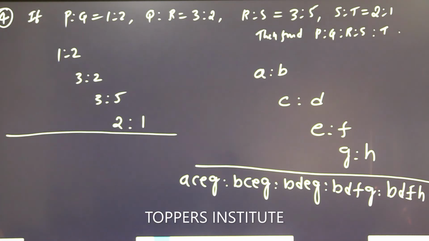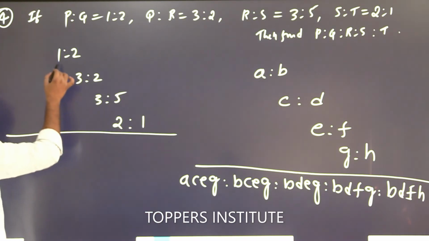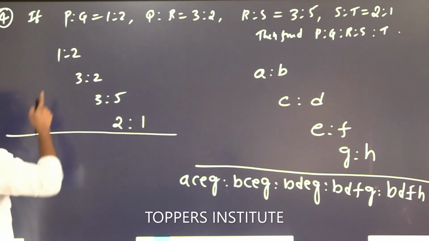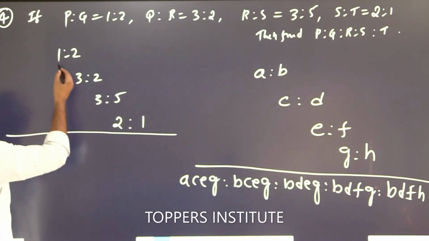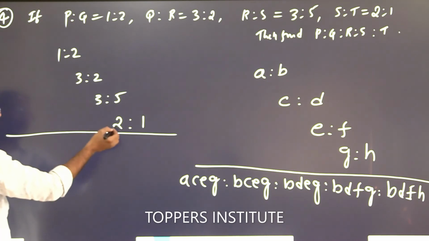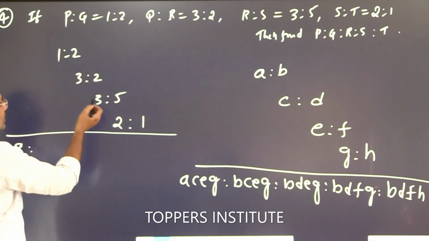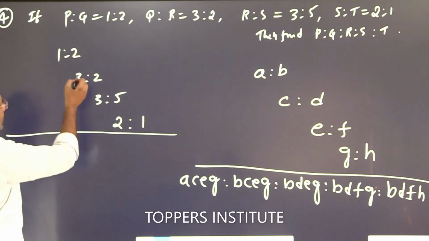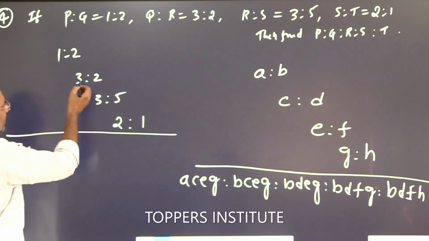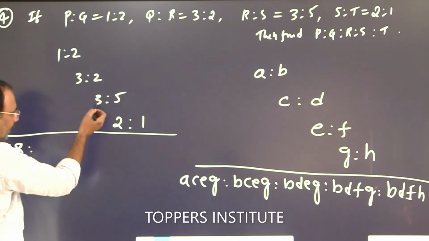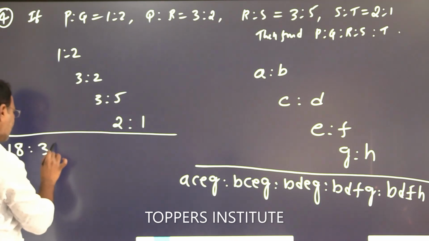The first term is nothing but the product of antecedents: 1, 3, 3, 2. 1 into 3 is 3, 3 3s are 9, 9 2s are 18. The first term is over. Next, the second term: 2, 3, 3, 2. 2 into 3 is 6, 6 into 3 is 18, 18 into 2 is 36. The second term is over.